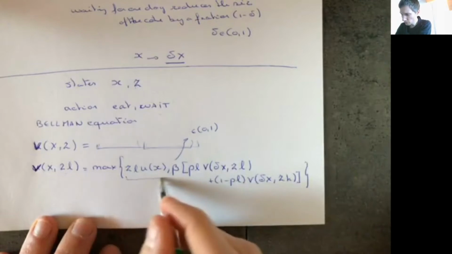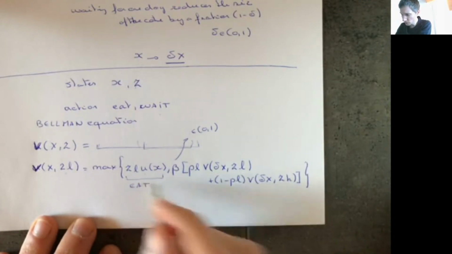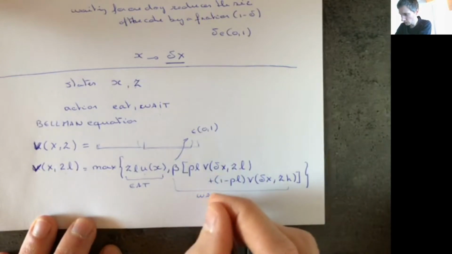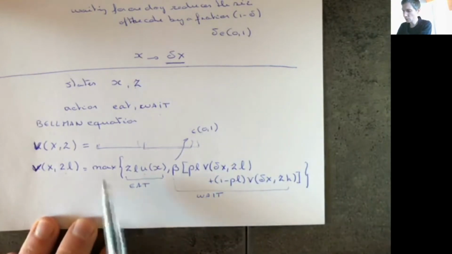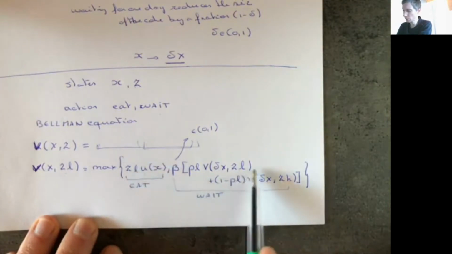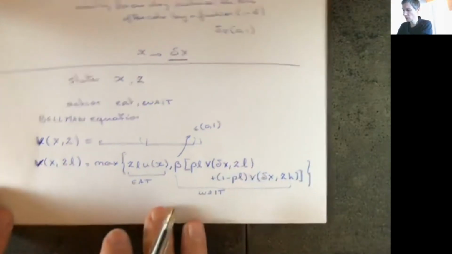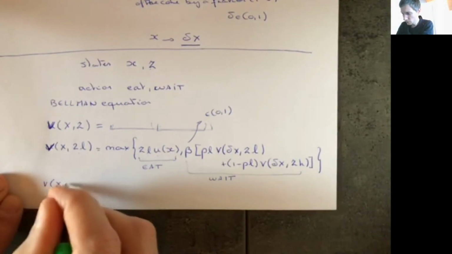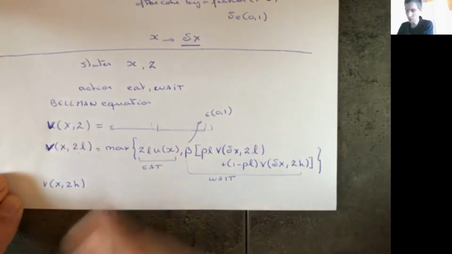This is the payoff when I decide to eat. This is the expected payoff when I wait, and I'm going to choose the maximum of these two. If this is bigger, then I'm going to eat the cake. If this is bigger, then I'm going to wait. And we can derive a similar equation in case my taste is ZH.